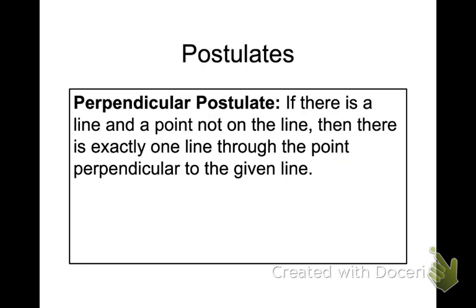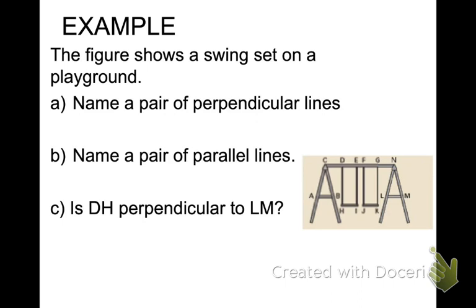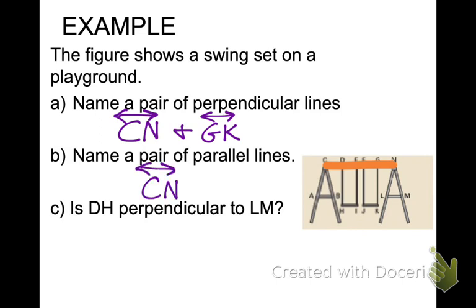Let's look at the playground example. So here the figure shows a swing set on a playground. Name a pair of perpendicular lines. GK, FJ. GK, those would not be perpendicular. What would be perpendicular to line CN? CN's all the way across the top. GK. GK would work. Good. GK would be perpendicular. It's one pair. What would be parallel to CN? JK. Good.